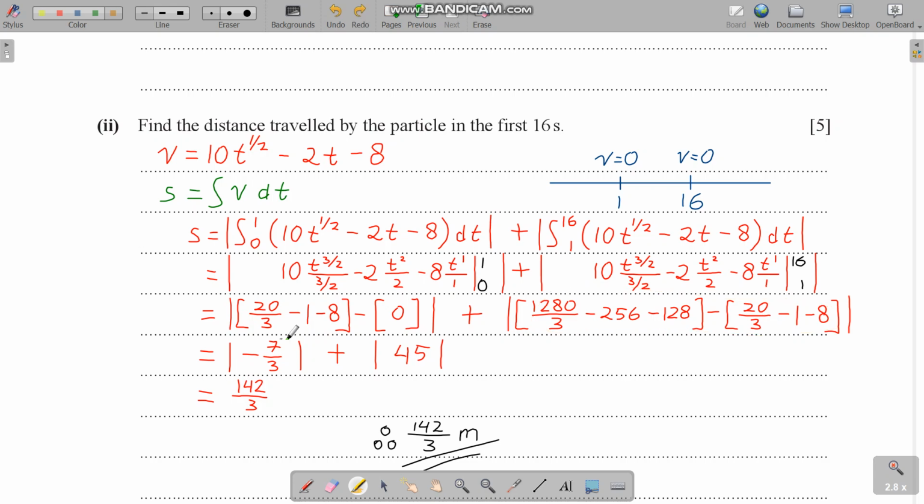Since we use absolute value, this is positive. So actually from here, we know that the graph is negative before 1 and positive from 1 to 16. So that's why we need to split the integration. So for the total distance, we use the positive value of the area under the graph. So we use the modulus here.